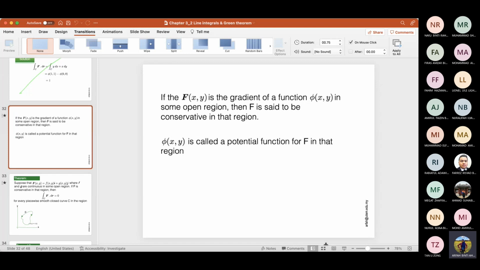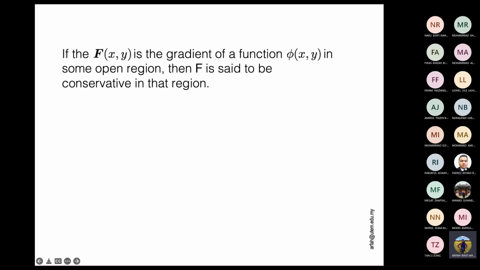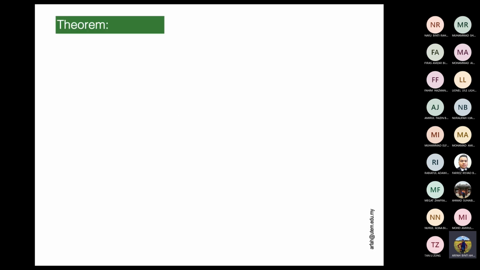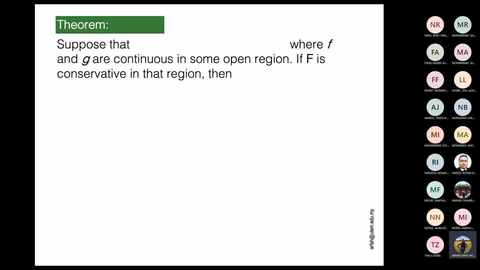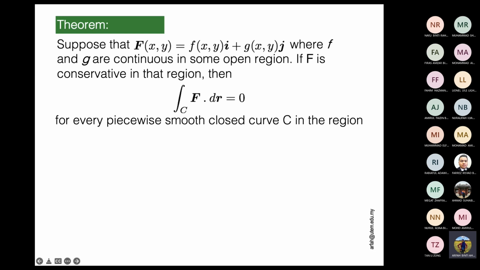So from here kita ada this one. If f, vector f is the gradient of the function given that phi in terms of equation of x, y in some open region, then vector f is said to be conservative in that region. Okay, so this is conservative vector field. Kalau awak nak tengok boleh lah, but it is actually tak masuk sebab even if you do the integration over vector f multiplied with dr, this one will be equal to 0 for every piecewise smooth closed curve in the region.